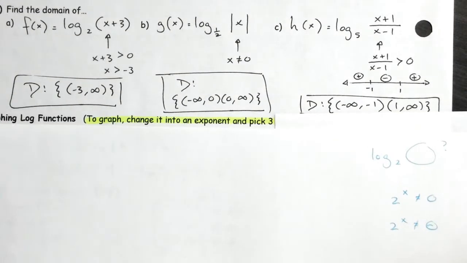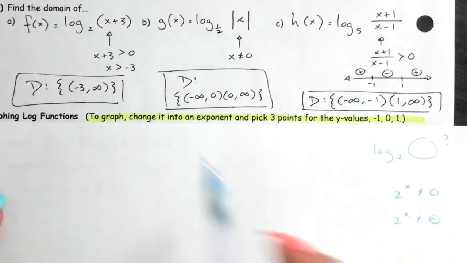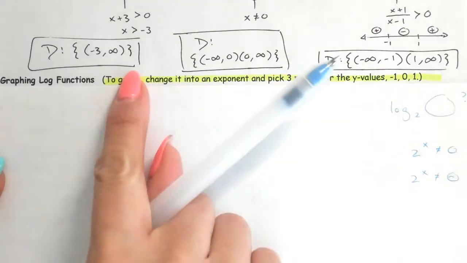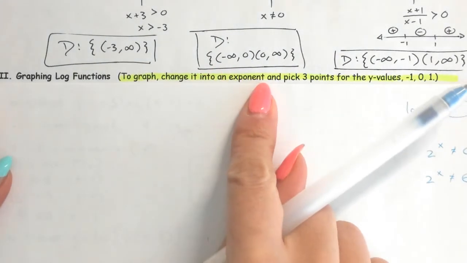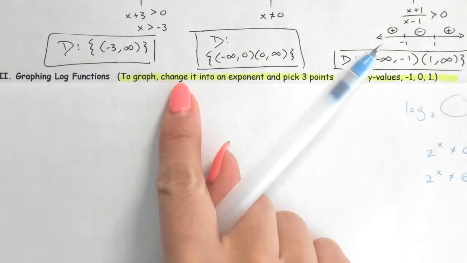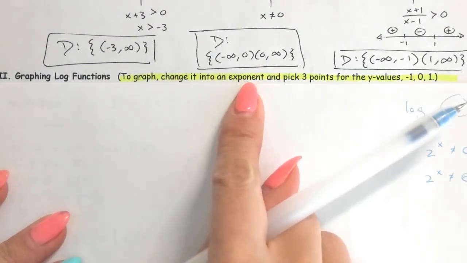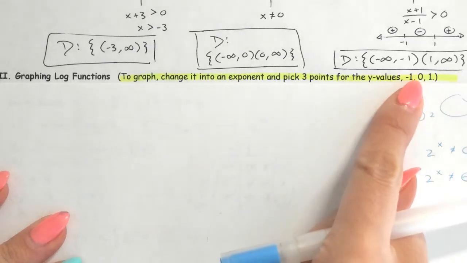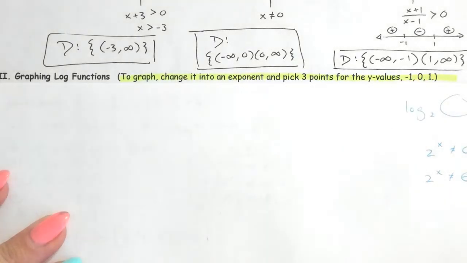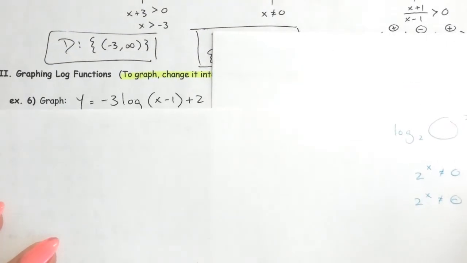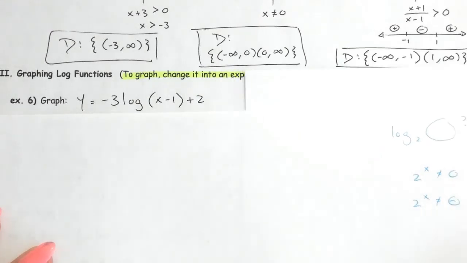Okay, so how do you graph a log function? We did one of them together. Basically, we changed to an exponential. So first of all, you need a parent function, and then you change to an exponential, and then you do the 3 y values, -1, 0, and 1. The first one we did not do together. So here's your first one.